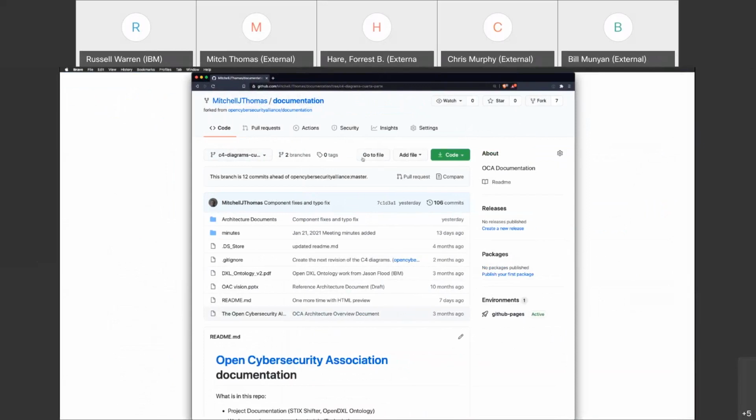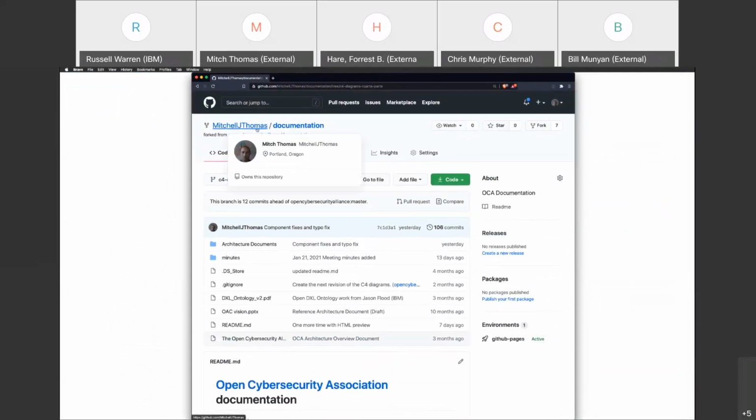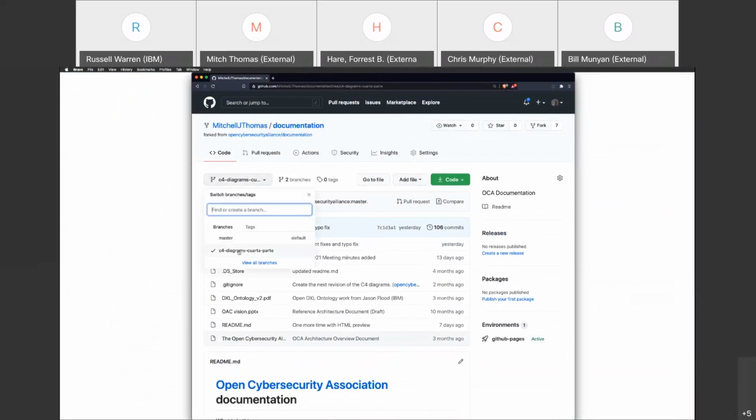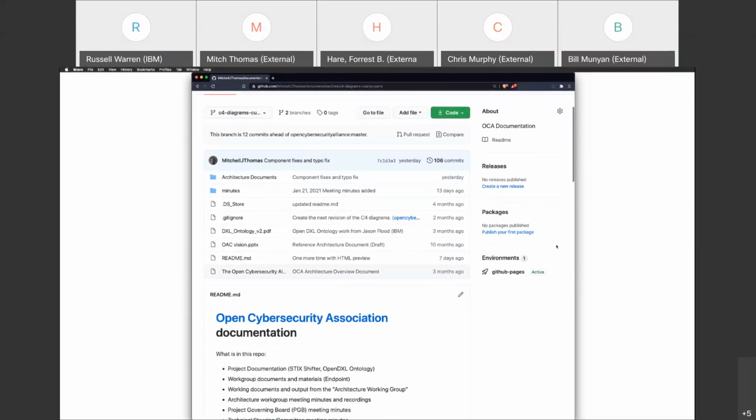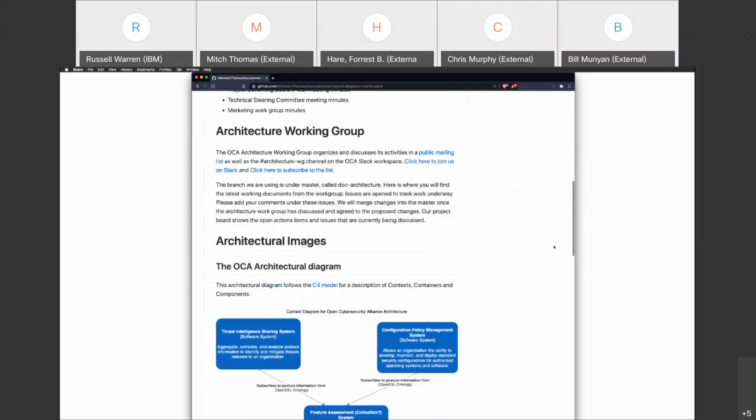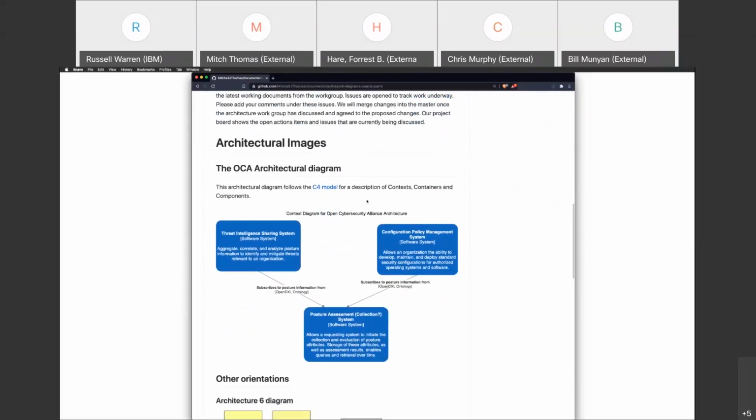This is my public GitHub account, where I've forked the Cybersecurity Alliance repo. We have a branch called C4 diagrams part 4, which was my attempt at Spanish, probably pretty poor. What we're doing here is building out these diagrams using the C4 model, which is not something I invented, but something I found as a way to standardize the look and feel of these diagrams.